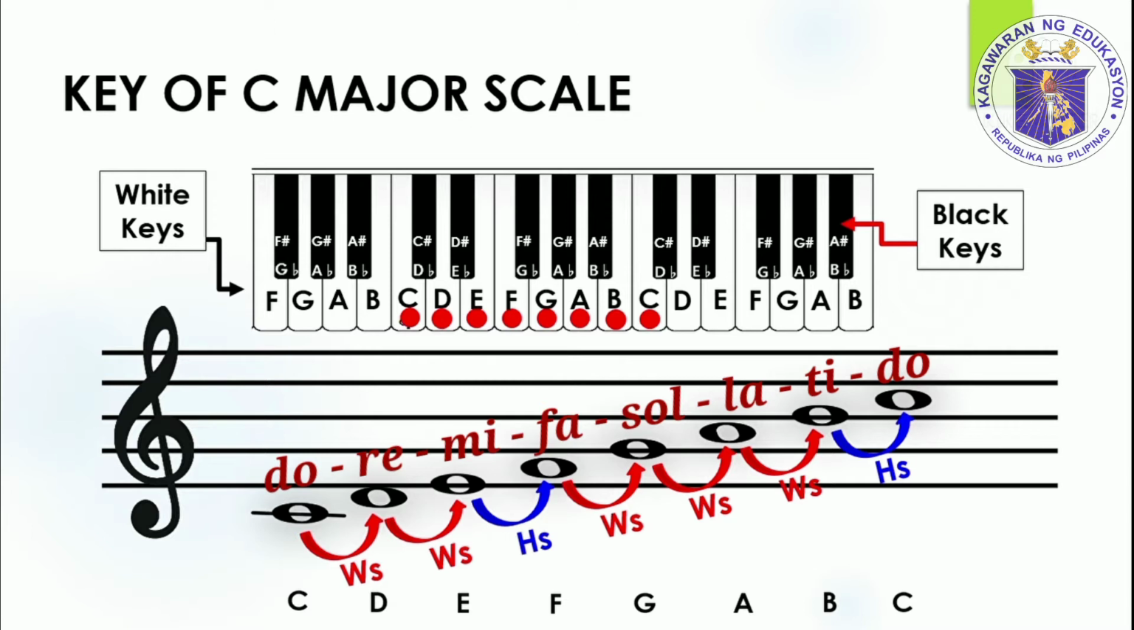The syllables do, re, mi, fa, sol, la, ti can be applied to the first 7 notes of the C major scale. The last note is do because it is the repetition of the first note.